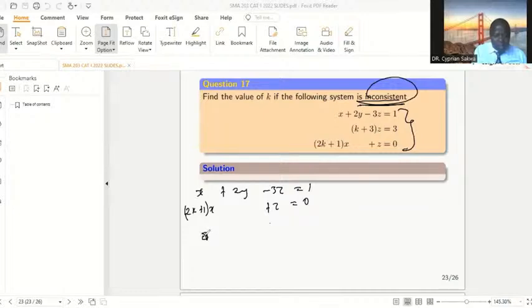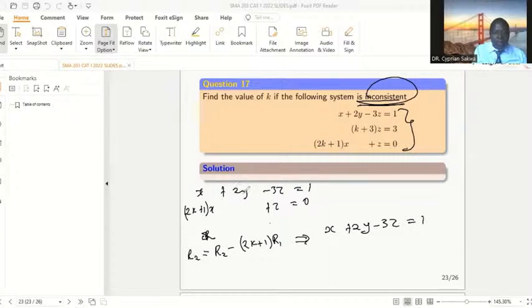So what I want is to take the second equation minus, supposing we are using matrices, we would talk of the second row. So to get the new second row, I want to take the current second row minus 2k plus 1 multiplied by row 1. If I multiply this x by 2k plus 1 and subtract from row 2, I will have a 0 at this point.